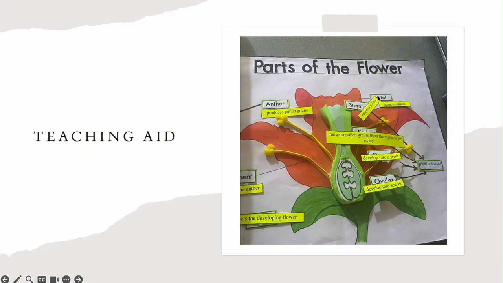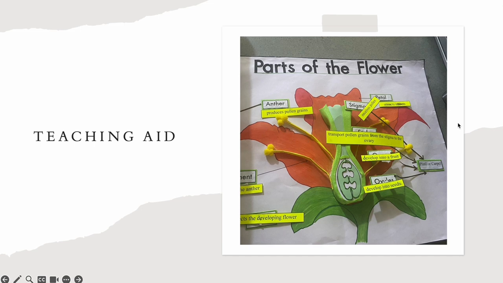I also printed the labels for the parts of the flower. In the middle, I created the style, stigma, ovary, and ovule with styrofoam, and then I covered it with foam paper so it can be presentable. The filament and anther were made from recycled material.